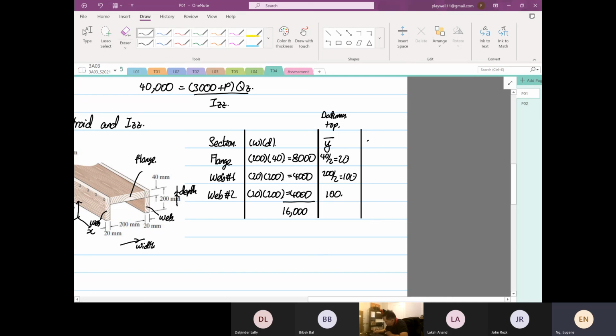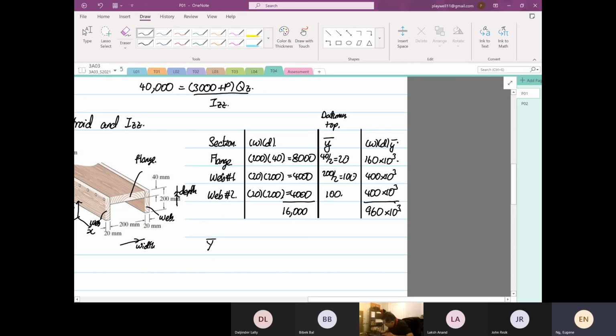So you have our omega d and y bar. 20 times 8,000 is equal to 160 times 10 to the power 3. 4,000 times 100 is equal to 400 times 10 to the power 3. So 160 plus 400 is equal to 960 times 10 to the power 3.